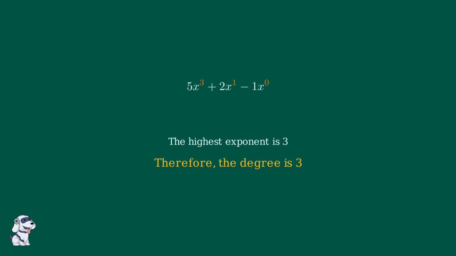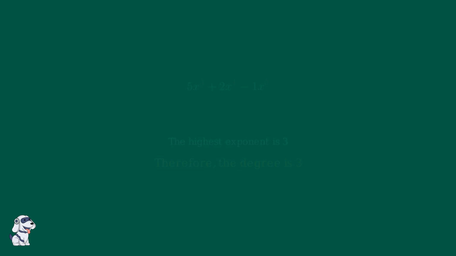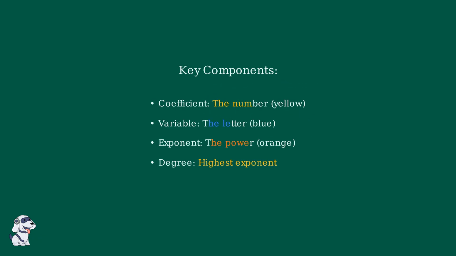Now that we understand the components of each term, let's talk about the degree of a polynomial. The degree is simply the highest exponent found in any term of the polynomial. Let's look at a few more examples to reinforce these concepts. Here we have 3 different polynomials with different degrees and term structures. Remember, coefficients are the numbers, variables are the letters, exponents are the powers, and the degree is the highest exponent. Understanding these components is essential for working with polynomials effectively.